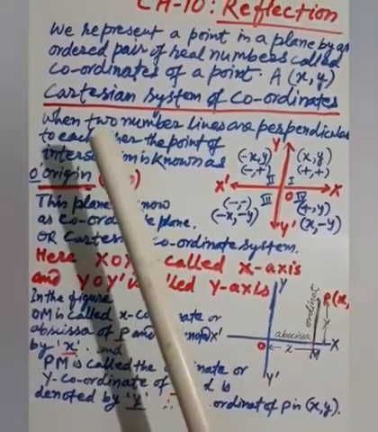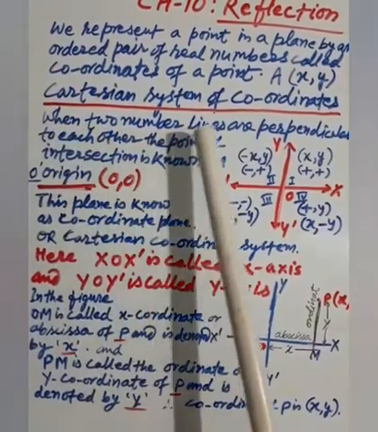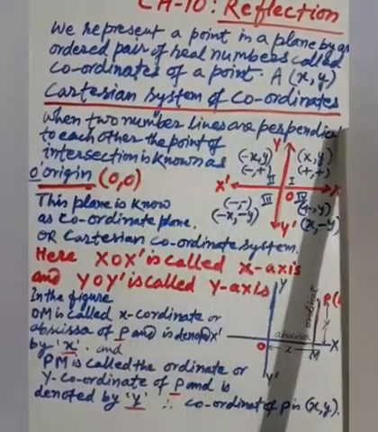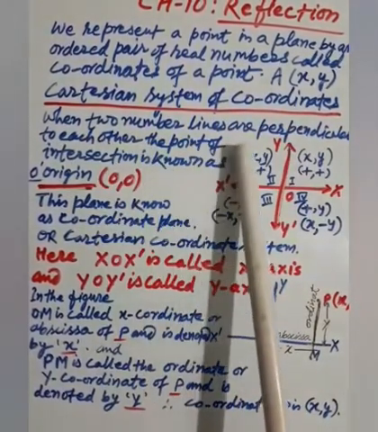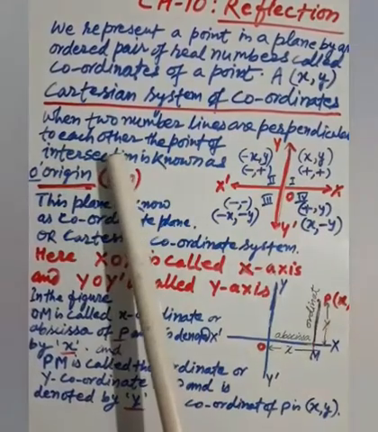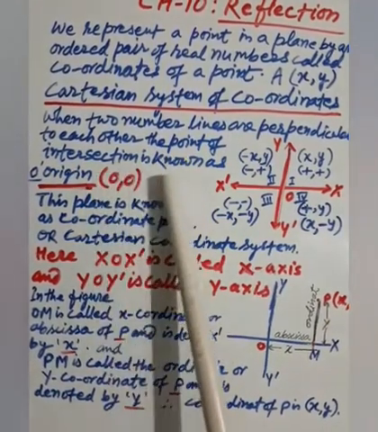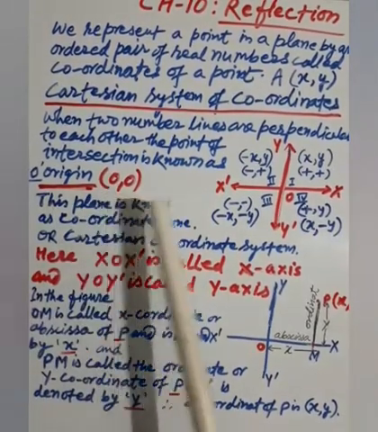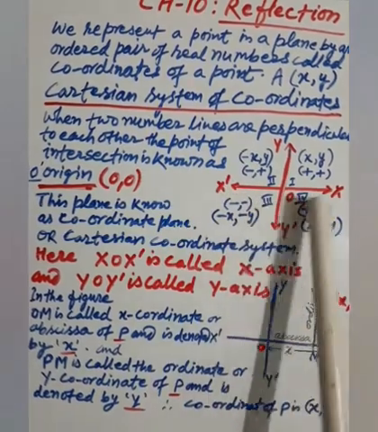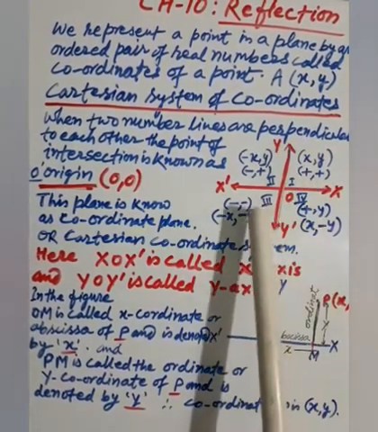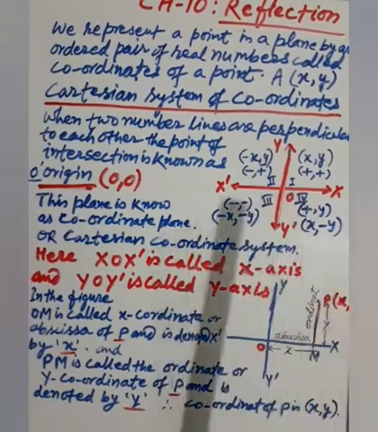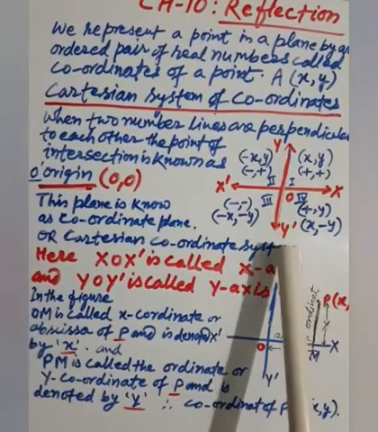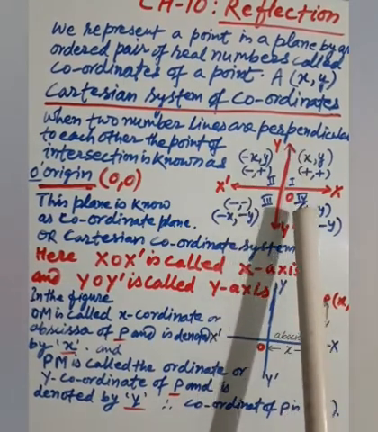Here we will study the Cartesian system of coordinates. Let us see what the Cartesian system of coordinates is. When two number lines are perpendicular to each other, the point of intersection is known as the origin and it is denoted by O. You see here X'OX and Y'OY' are the coordinate axes. This is called the x-axis and this is called the y-axis, and the point of intersection is O.